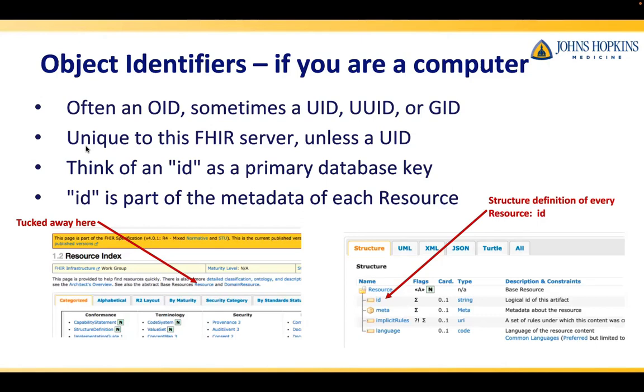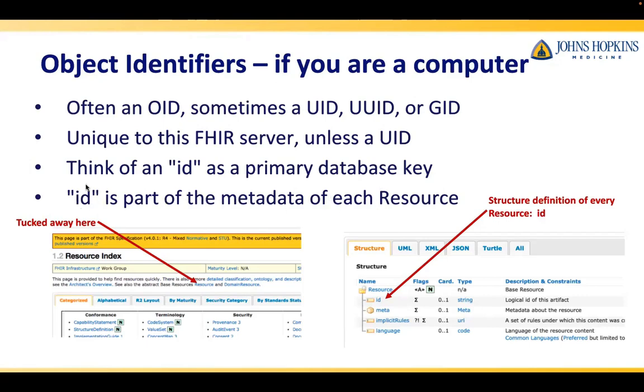An ID is just a regular ID, unique to a particular FHIR server at a particular domain name or host name, unless it's a UID. So in the previous example that I gave you, even though it was a long string, it was only unique to that particular FHIR server. You can think of an ID as a primary database key if you took one of the previous database courses. An ID is defined as part of the metadata for every single resource.